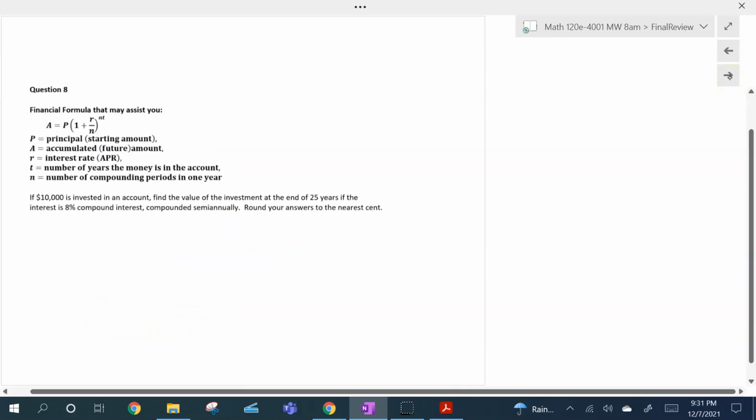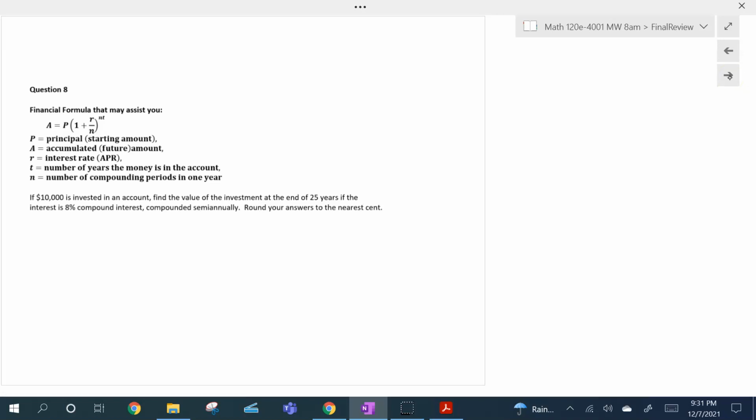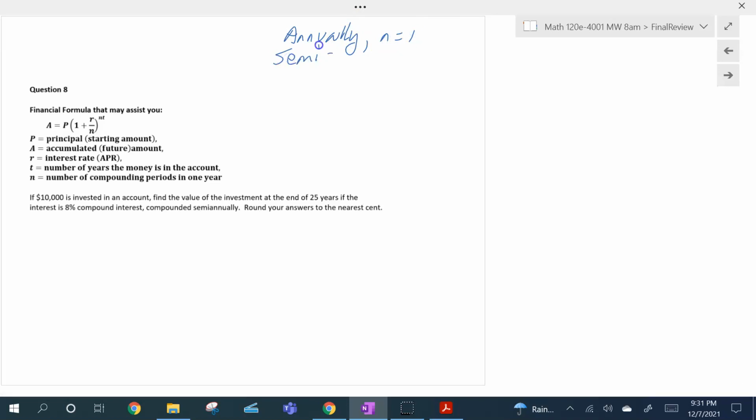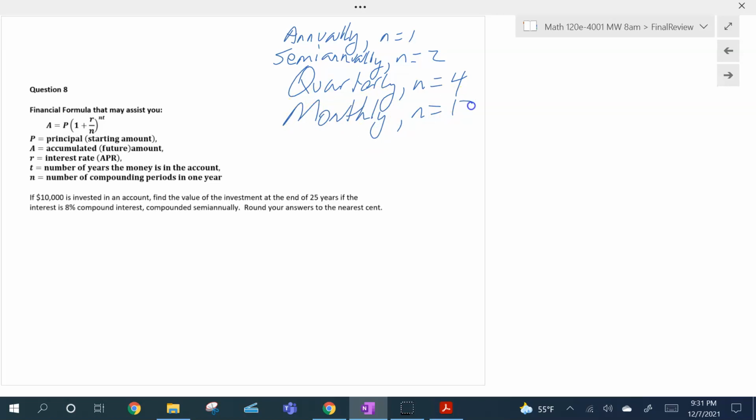All right, question 8. If $10,000 is invested in an account, find the value of the investment at the end of 25 years, if the interest is 8% compounded semi-annually. All right, remember, if it's compounded annually, n would be 1. Semi-annually, that's twice a year, n would be 2. Quarterly, n would be 4 times a year. Monthly, very common as well, 12 times a year, or daily, 365 times a year, and so on.